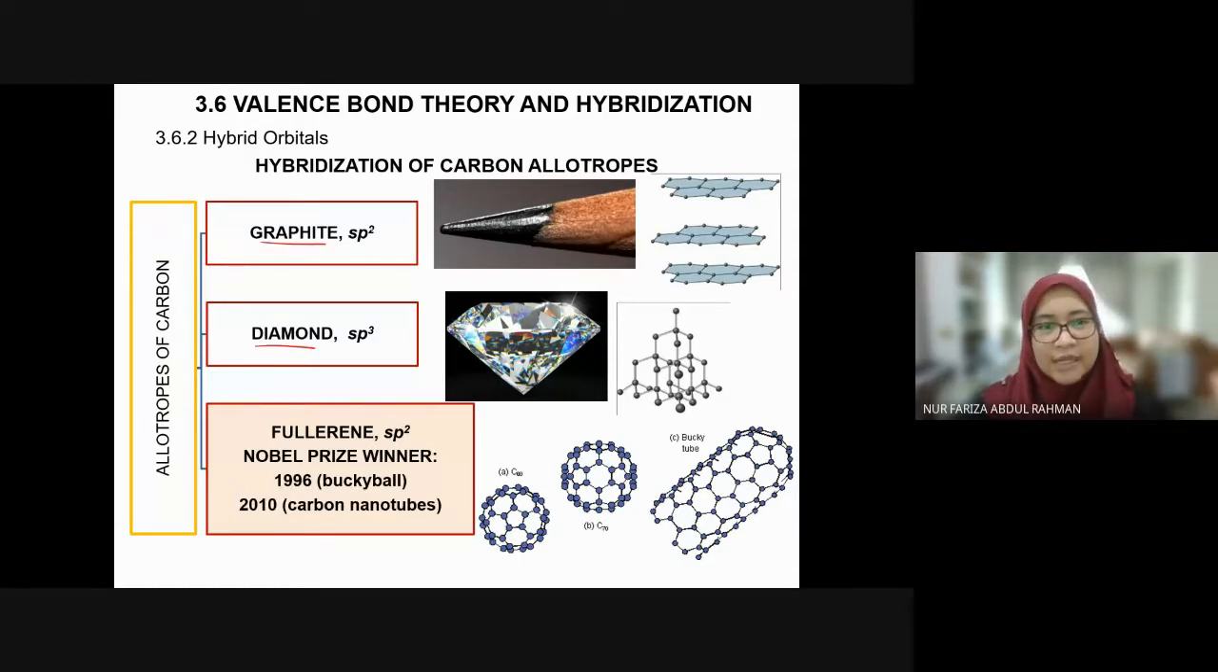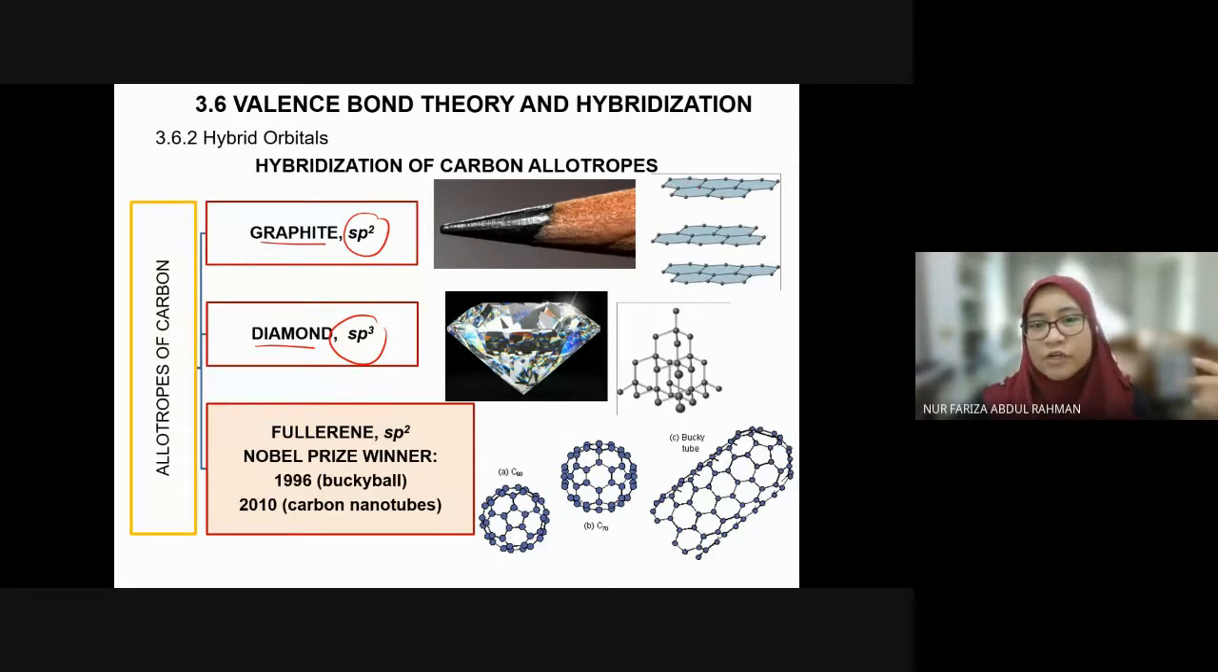Okay, graphite, the hybridization is sp2, but for diamond it is sp3. Okay, we have learned this earlier. Carbon can form several hybridizations. It can be sp, sp2, sp3. So graphite is sp2, diamond is sp3. So for graphite, this is the arrangement.